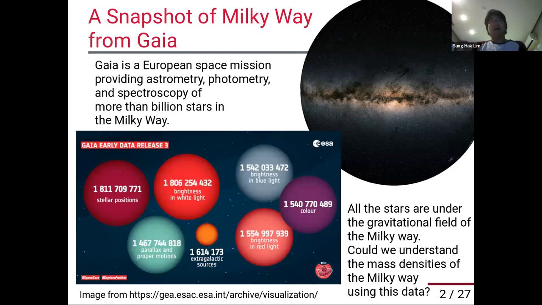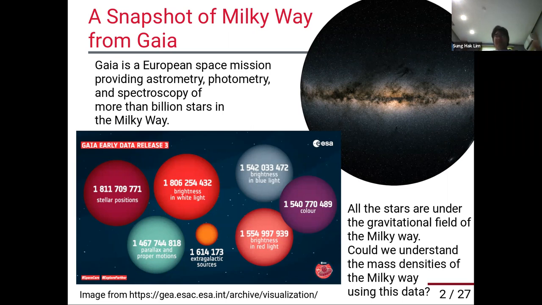Last month, the Gaia satellite provided a new data set, which contains various information about the stars near the sun. This is just a table of the available information in the data set. As you see, they provide a huge amount of data, and this can be very, very useful. This can be a very fun playground for doing many physics inference analyses.